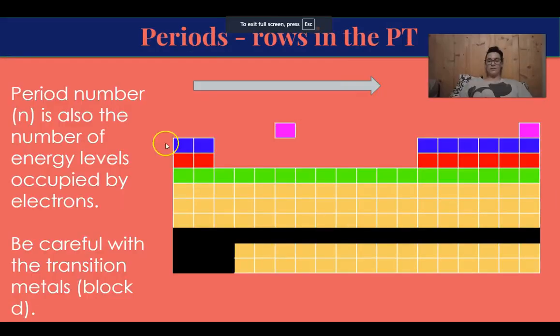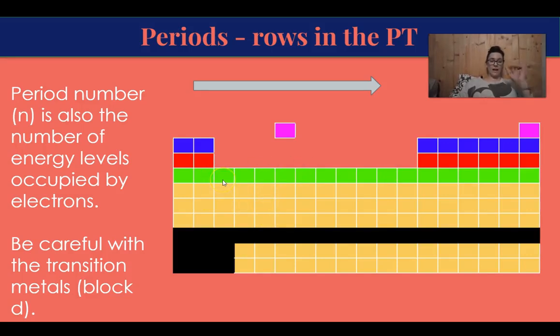So periods in the periodic table are the rows, and this represents the number of energy levels occupied by electrons. So everything in the first row has 1 shell, the second has 2, 3, and 4, and so on up until 7.